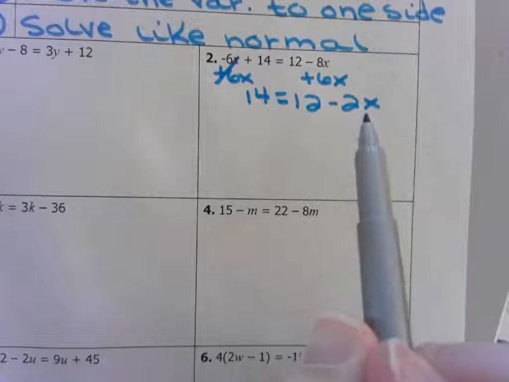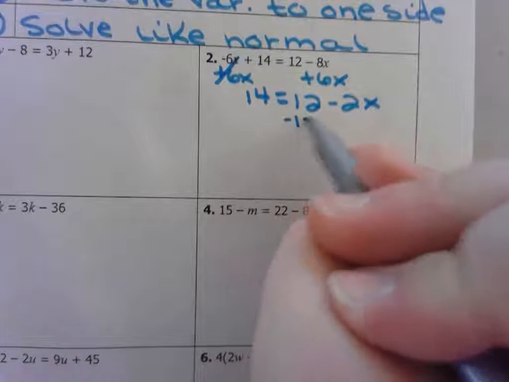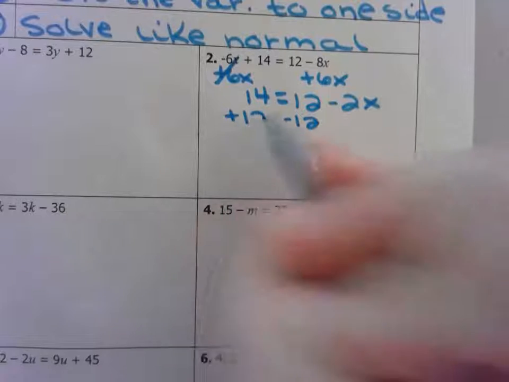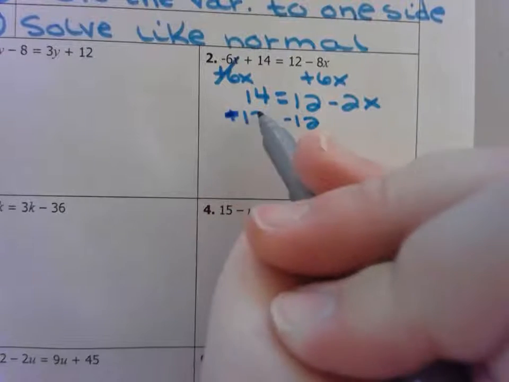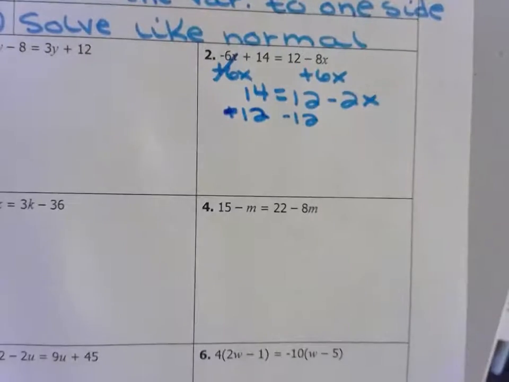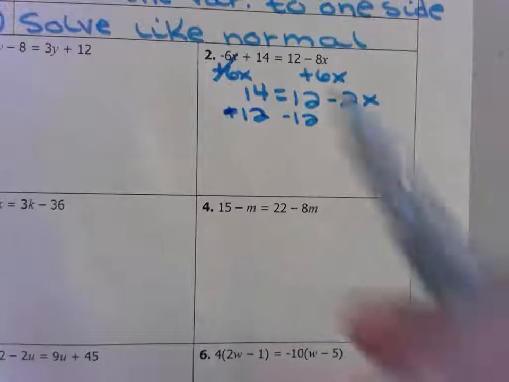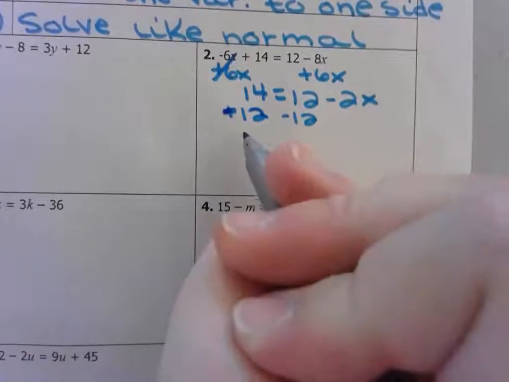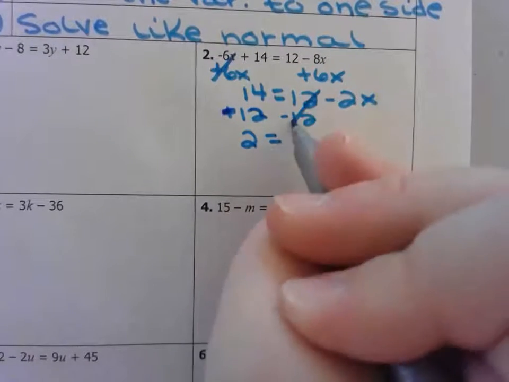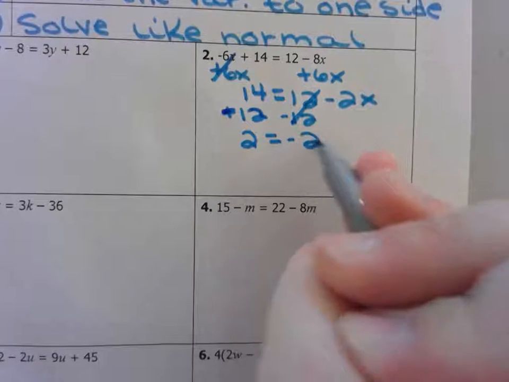How do I get x by itself? Subtract 12. I wrote the wrong thing. Minus 12, minus 12. We are moving it to the other side of the equal sign, so you do the opposite. Start from the left. 14 minus 12 is 2. Equals, the 12's cancel, negative 2x.